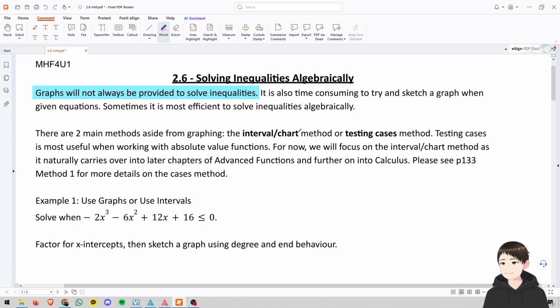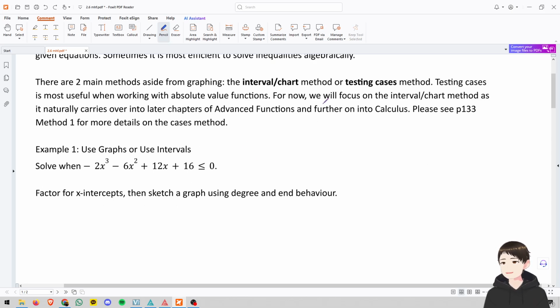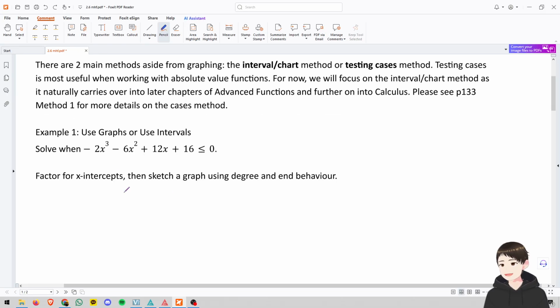Why am I doing that? The interval chart method, or even the testing cases, is going to be something that you will do in chapter 3 as well as in calculus. So I thought, why not introduce it early and sort of get you used to it so chapter 3 is not overwhelming. Okay, so the idea of interval chart and testing case methods for this question is this.